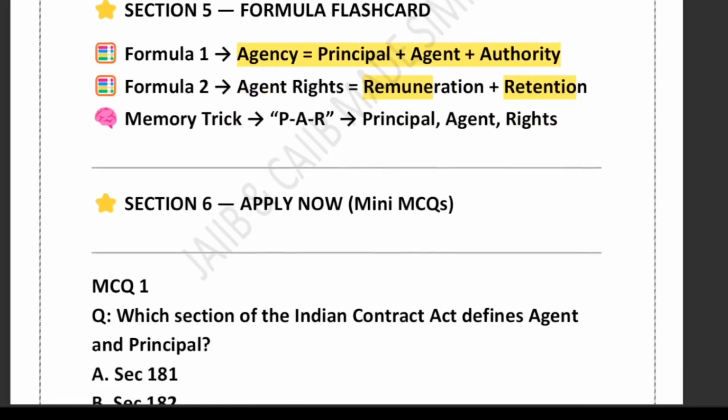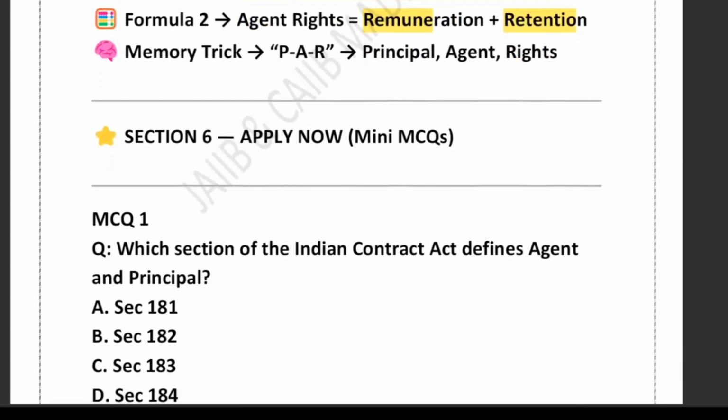So the question is, which section of the ICA defines agent and principal? 181, 182, 183, 184. The correct answer is 182. It covers agent and principal.